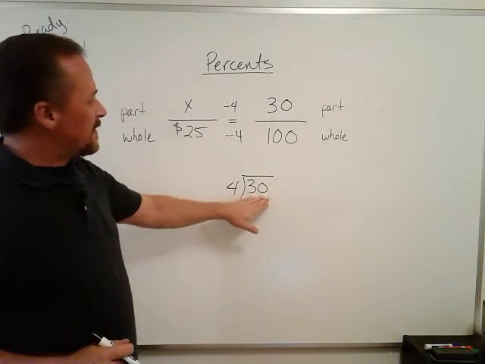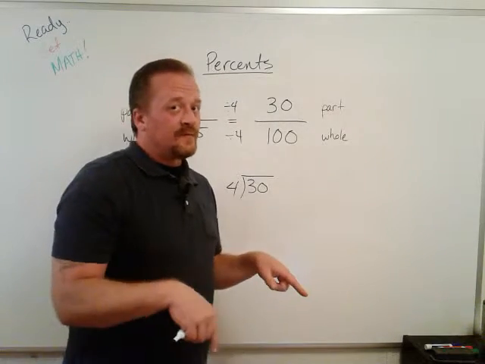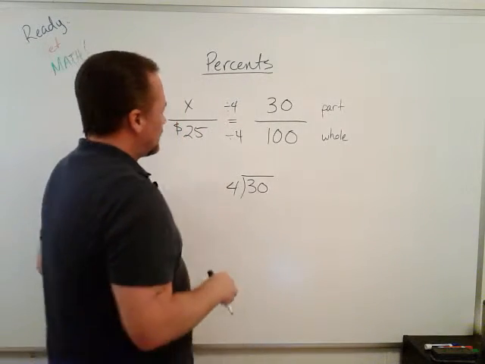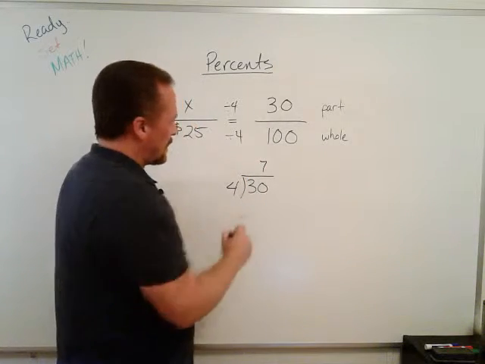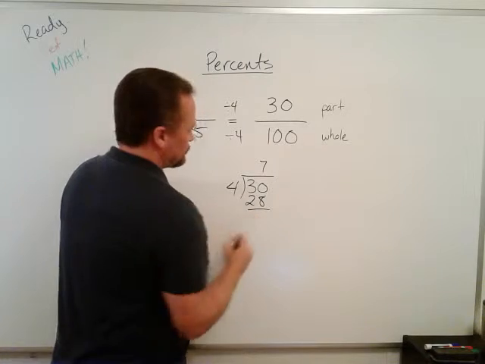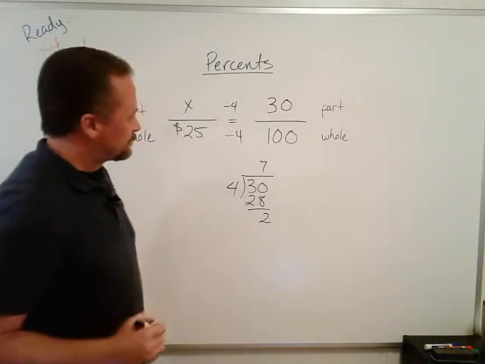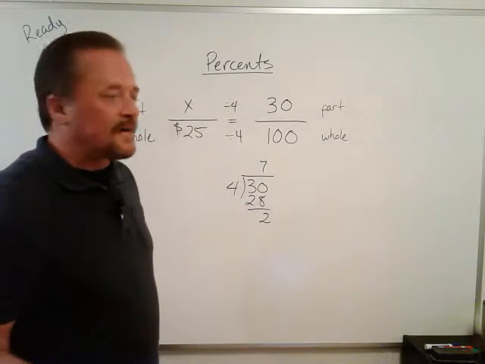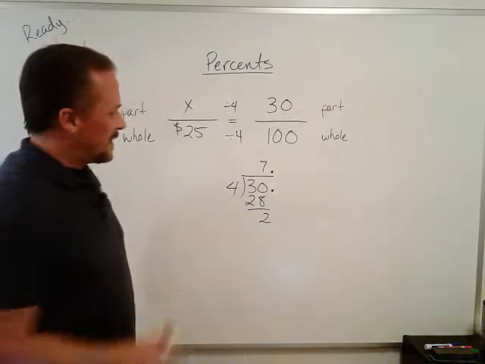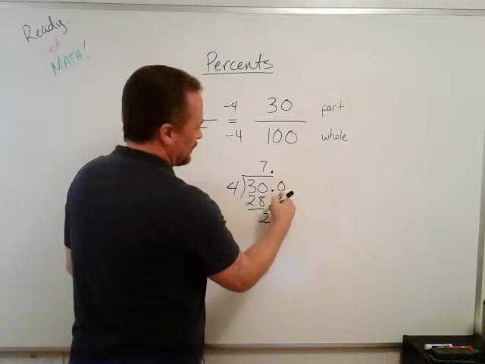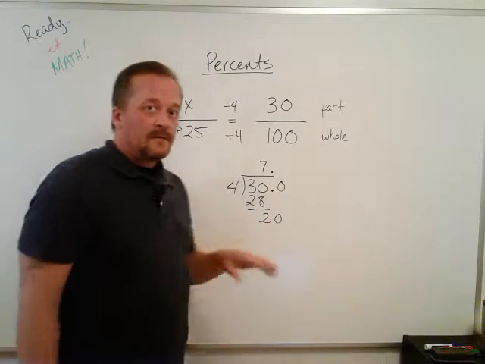4 does not go into 3, but it does go into 30. And the closest number I can think of that's a multiple of 4 is 27. So, I'm sorry, 28. And that's 7 times 4, right? 30 minus 28 gives me a 2. Now I want to keep going because this is money. So I can put a decimal here and here, and I can just keep going. Let's add a 0 here and bring it down. How many times does 4 go into 20? 5 times.